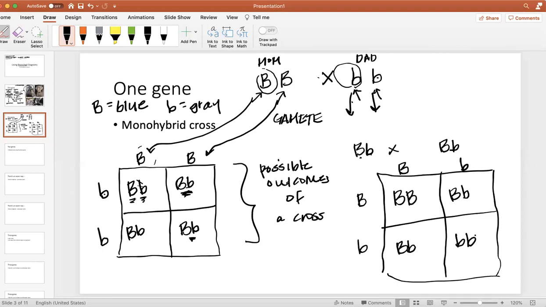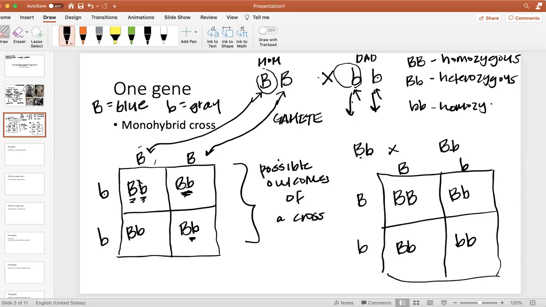All right. Now, let's do some quick review. If you have two copies of the same allele, we say that you are homozygous. Homo meaning same, okay? You are homozygous for that allele. If you have one of each, we say that you are heterozygous. Okay, so this one's homo as well. Hopefully, this is all review.